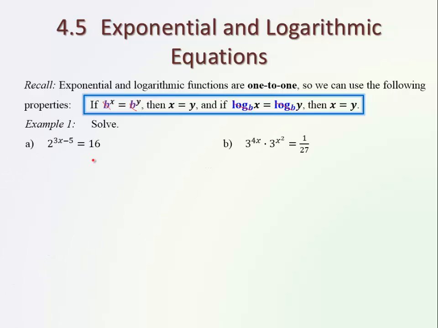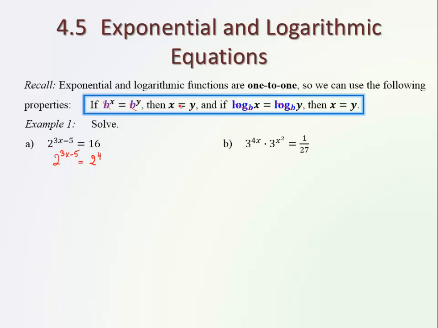Let's start with some examples. In example A, we have an exponential equation to solve. What we can do here is to try to make the right-hand side a power of 2, so to keep the same base in order to drop them later on. So rewrite 16 as 2 to the 4. Copy the left-hand side.